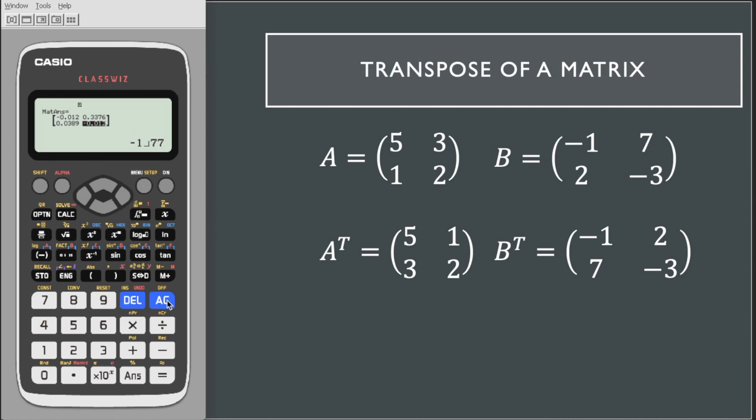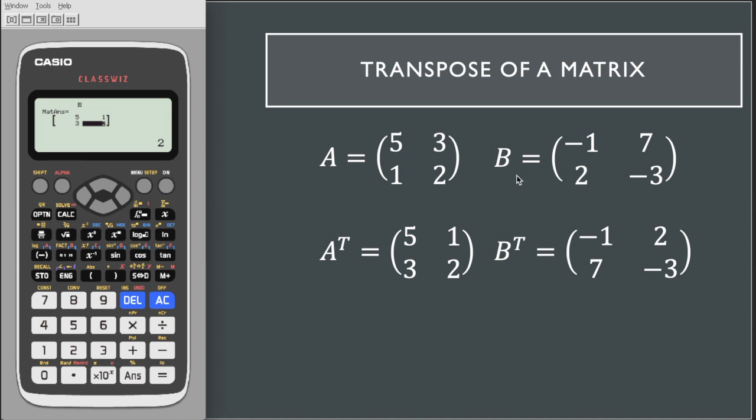So if we press AC, press Option, and then if we scroll down, you'll see we've got this option 3, which says transposition. So select 3, you end up with this transposition function. Select Option again, and now we want to bring up matrix A, which is option 3. Close bracket, select equals, and as you can see, first entry is a 5, which we've got here. Second entry is a 1, which we've got here. Next entry after that is a 3, got 3 here. The last entry is a 2, and we've got a 2 here.